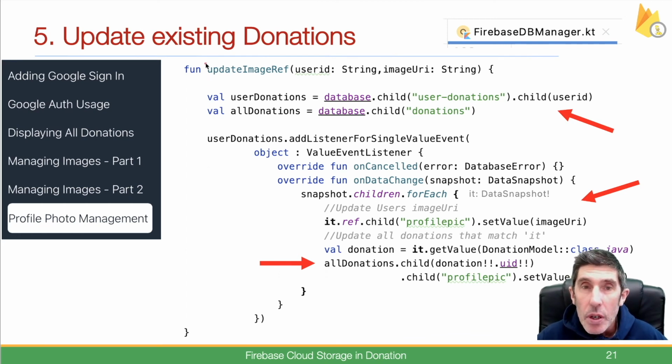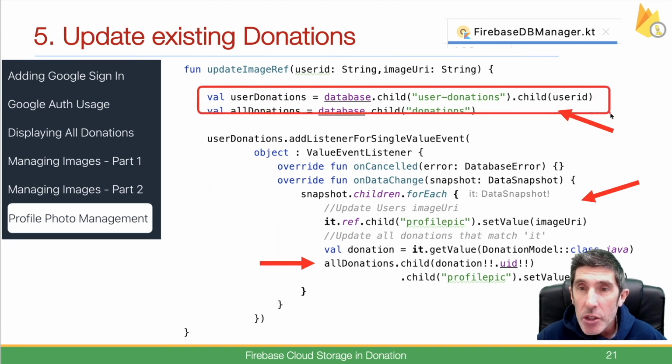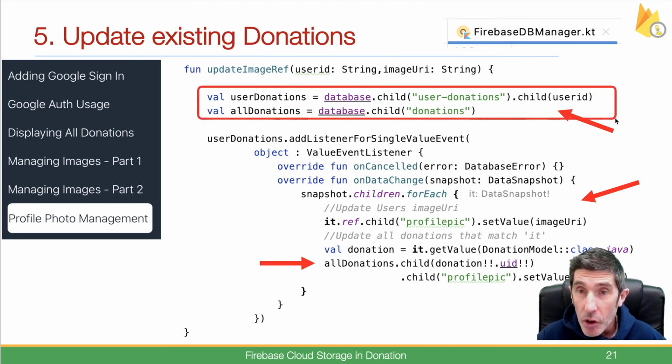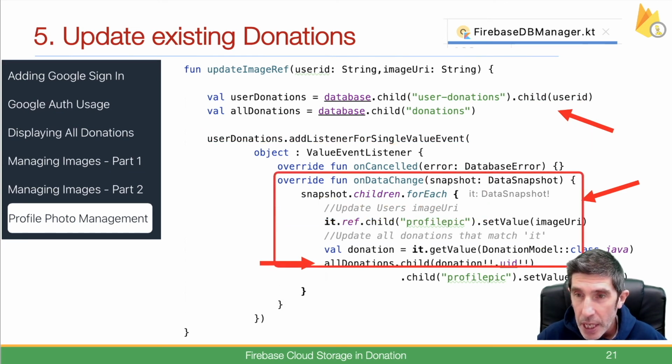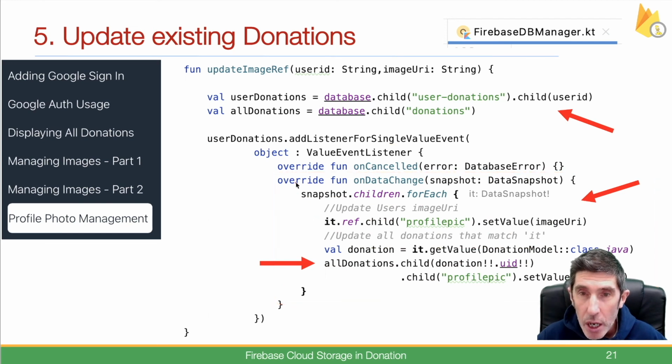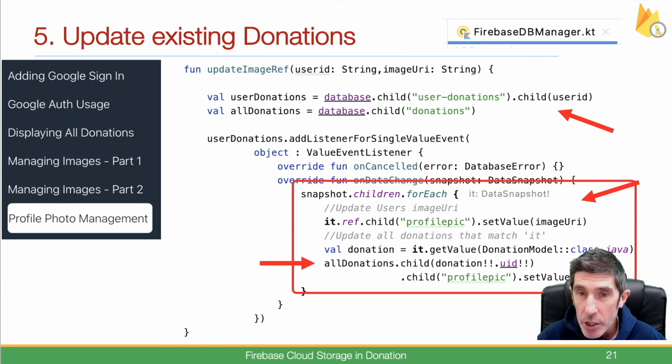Here we are binding to both the user's donations and the list of all donations. I do most of my processing on the user's donations here, because it's a child user ID, tied to the specific user ID. In here, I'm adding a listener for a single value event. Inside on data changed, this is where we actually cause the updates to happen. I pull down the snapshot of all the donations tied to that individual user.